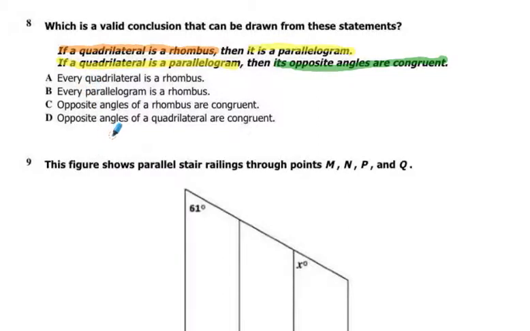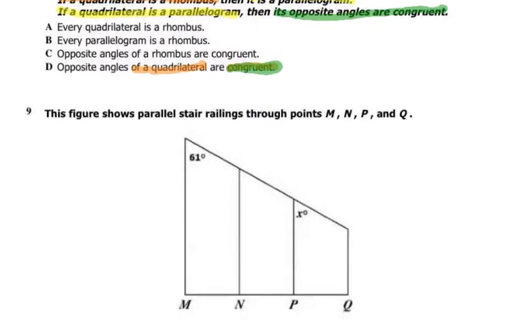So what's that one going to be? Opposite angles of a quadrilateral are congruent. That works because we're saying quadrilateral, and then we're saying they're congruent. Whoops, that should be green. Okay, so we're saying P, then R. Good job.